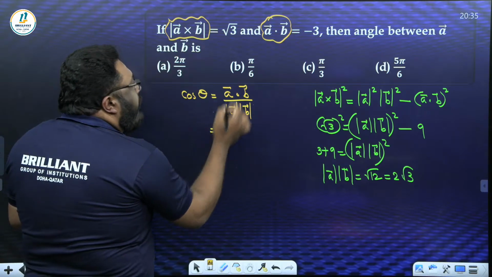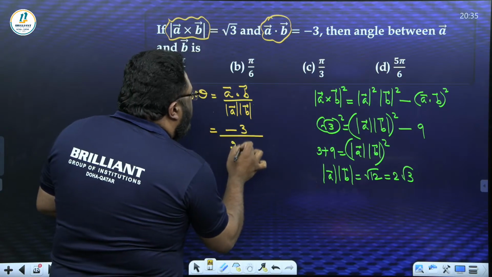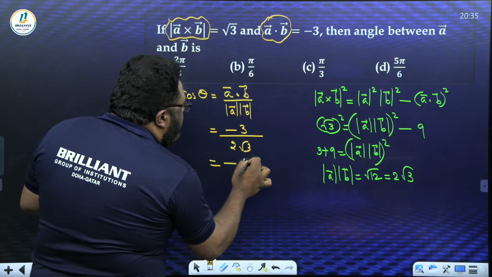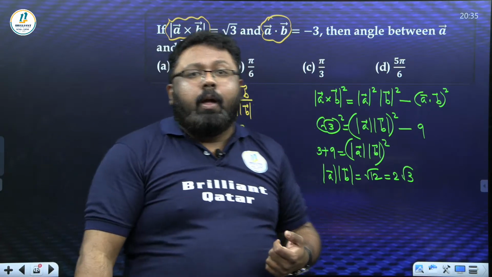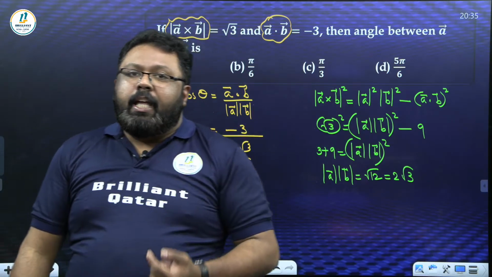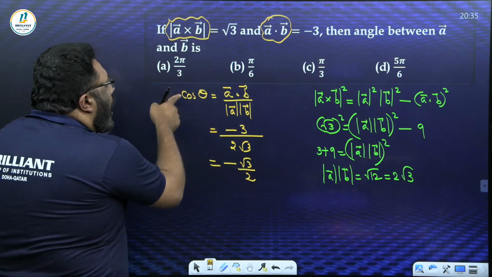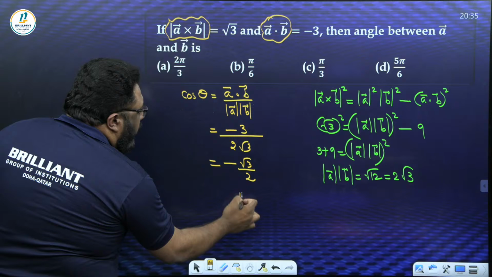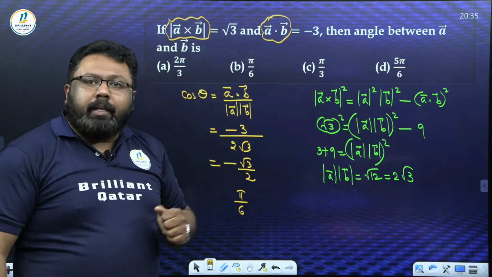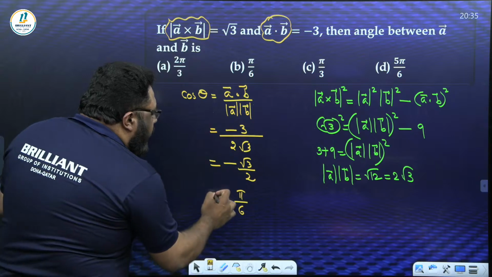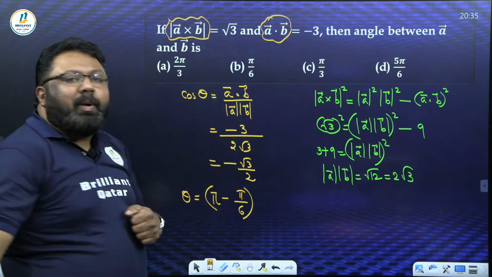So what's A dot B? Negative 3. And what's magnitude A, magnitude B? 2 root 3. So my answer is negative root 3 by 2. Careful: if it's positive, it's acute; if it's negative, it's obtuse. So cos theta root 3 by 2 means pi by 6, since cos 30 is root 3 by 2. Then if it's negative, it is the obtuse of pi by 6, which is pi minus pi by 6.